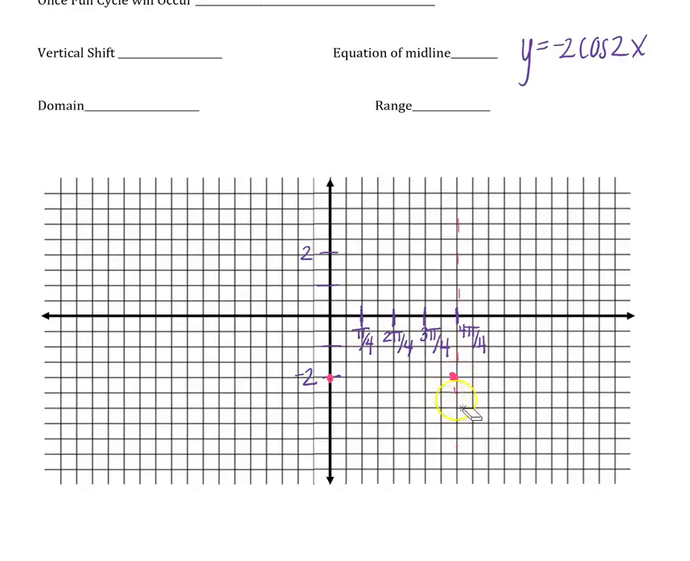Because of how cosine looks, halfway between these points, so this is how many boxes? 1, 2, 3, 4, 5, 6, 7, 8. Halfway between is at pi over 2. I'm going to be at a max of 2, which means halfway between here, so this is a distance of 4 boxes, right here and right here, it's going to cross the x-axis. I'm going to sketch in this curve.